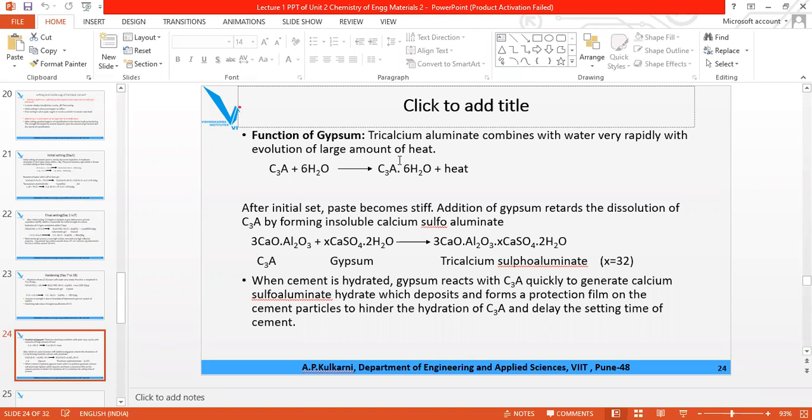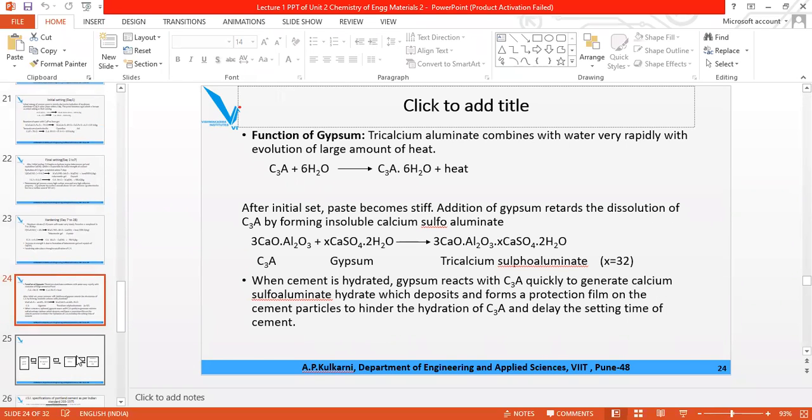So the gypsum reacts with C3A and gives the hydrate, the tricalcium sulfoaluminate, which deposits and forms a protection film on the cement particle for the binding purpose. So it forms a protective film on C3A, and therefore C3A will not get hardened immediately as soon as the mass is formed.